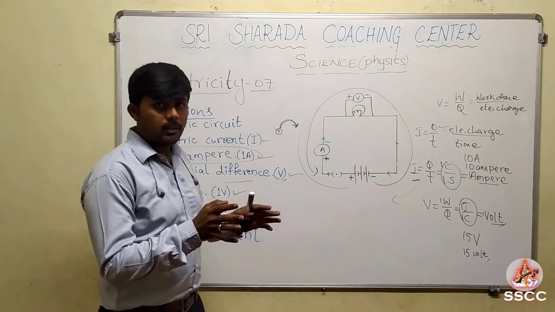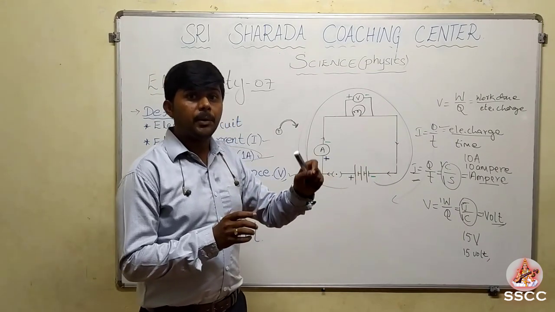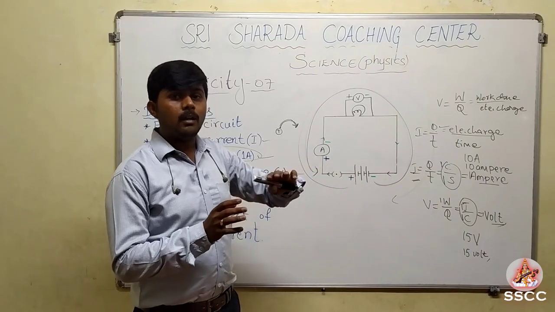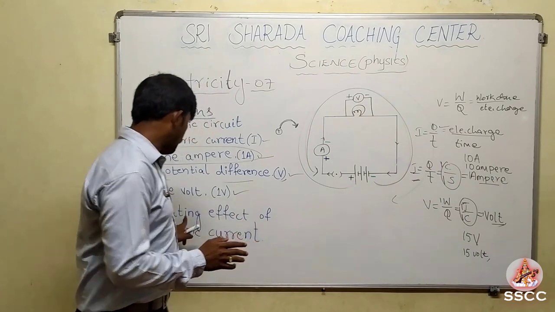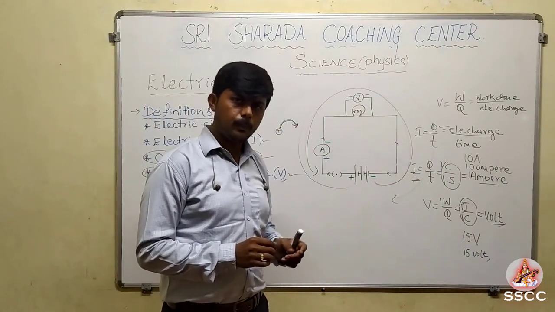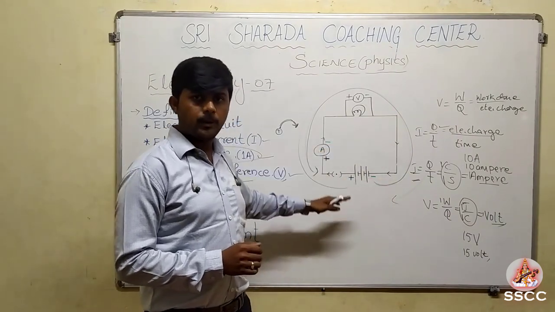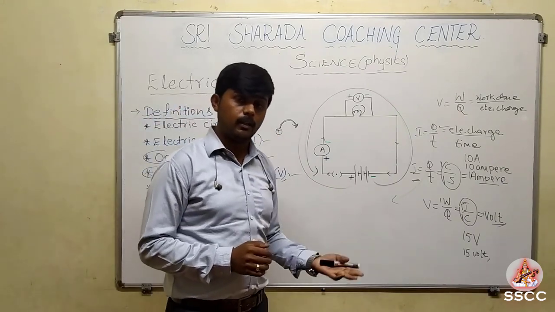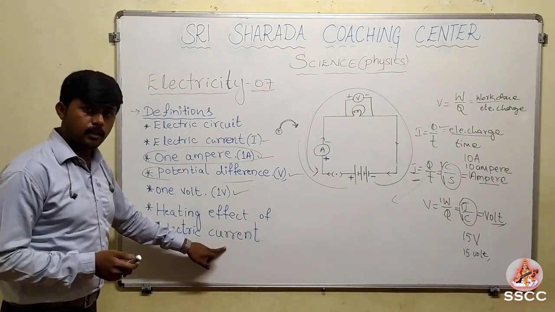If the given conductor is purely resistive, if it is having appreciable resistance, means more resistance, then it will convert all the electrical energy into heat energy. That is called heating effect of electric current. Electric current has many effects. Electric current can have magnetic effect. In the chapters we discussed already, the second chapter is magnetic effect of electric current. The same way, heat is also one of the effects of electric current.